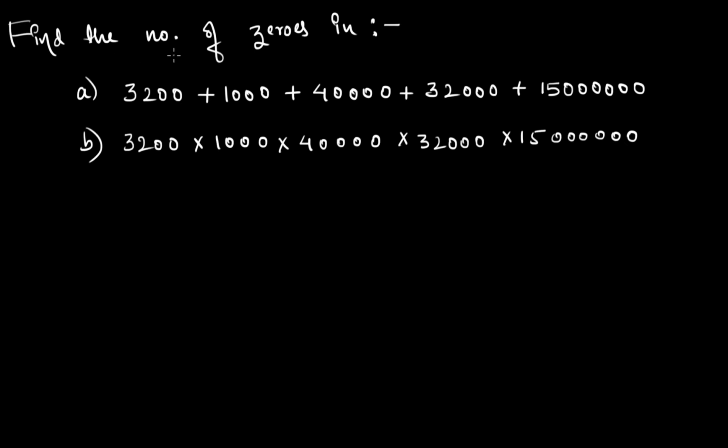Find the number of zeros in two expressions given here. One is the addition of some given numbers and the other is the multiplication of the same numbers. So let us start with the first one.